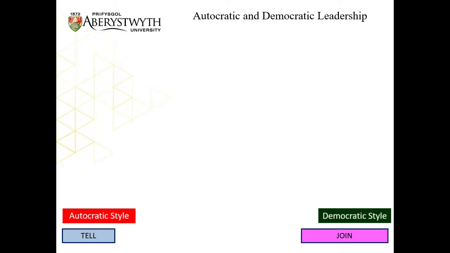We can characterise the autocratic style as tell. The workers, the group, the team are simply told what to do. The democratic style we could characterise as join. They join in the decision-making process. They are part of the implementation of that decision.